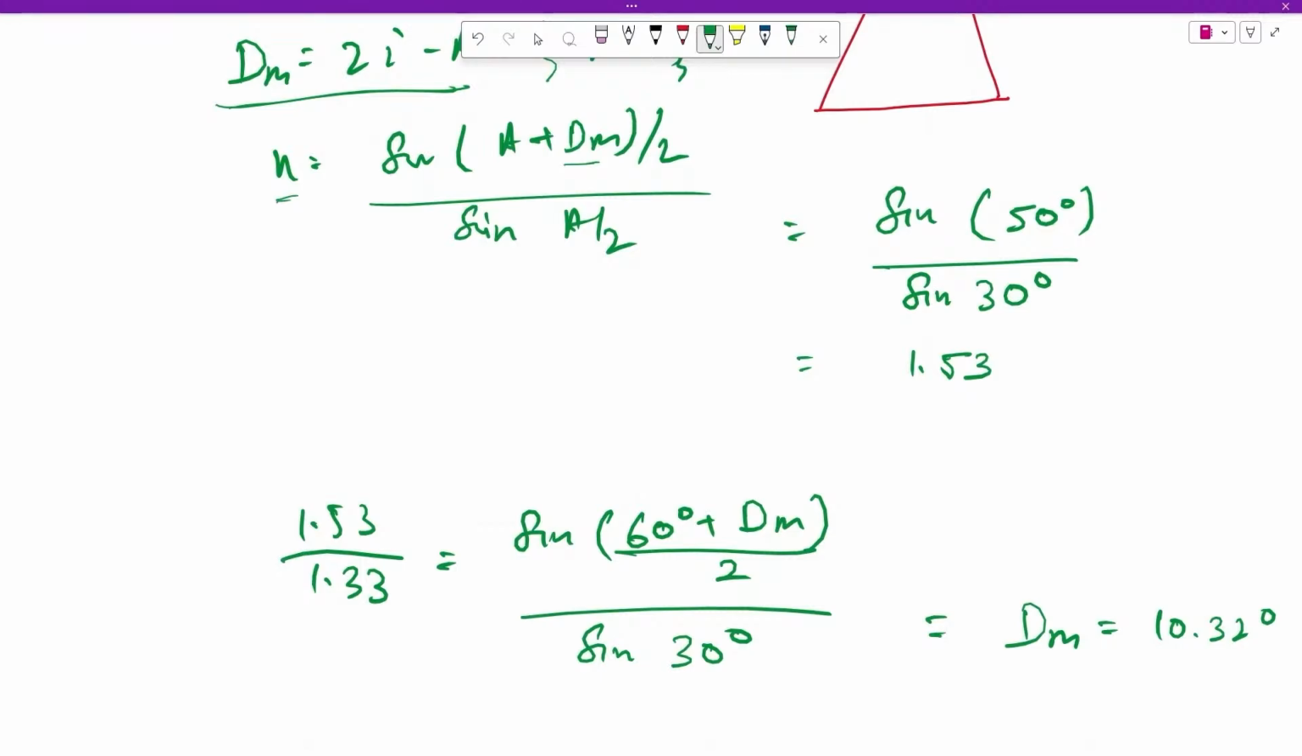So here this formula is used. Here the refractive index is the refractive index of the prism with respect to the media in which the prism is kept. That's why we use this formula in the case of water, that is the refractive index of the prism with respect to the media in which the prism is kept.